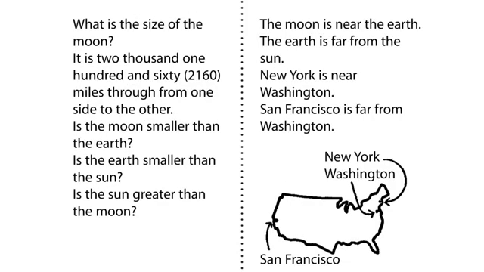What is the size of the moon? It is 2,160 miles through from one side to the other. Is the moon smaller than the earth? Is the earth smaller than the sun? Is the sun greater than the moon? The moon is near the earth. The earth is far from the sun. New York is near Washington. San Francisco is far from Washington.